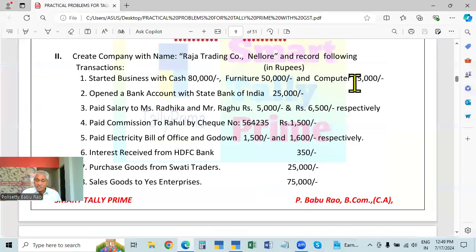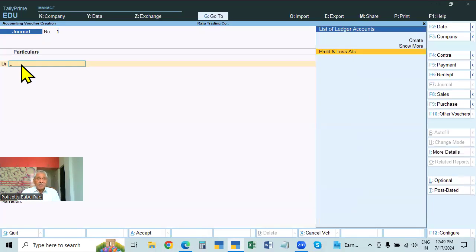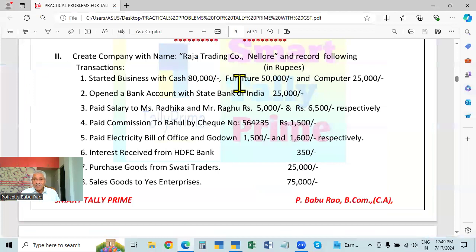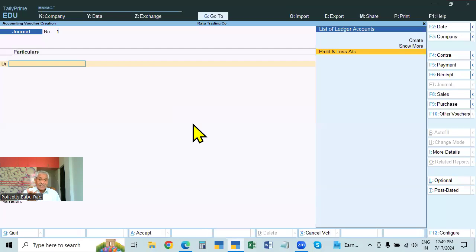All the cash and all assets have to be debited. Cash is debited, but cash is not visible. The others we can create now. Furniture and computer we can create, but cash is already created, so it is not visible, nor is bank. So in the journal, if you want to enter cash or bank along with others, you cannot enter only cash or bank.